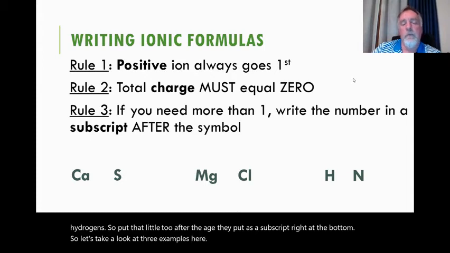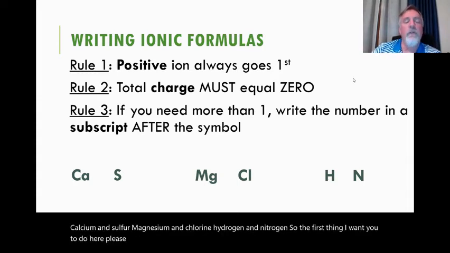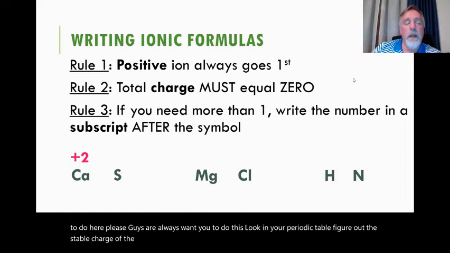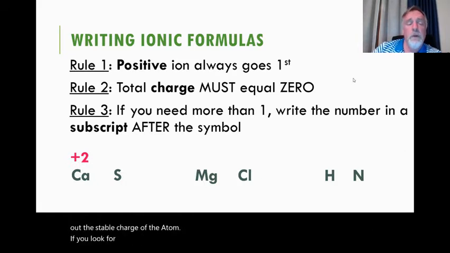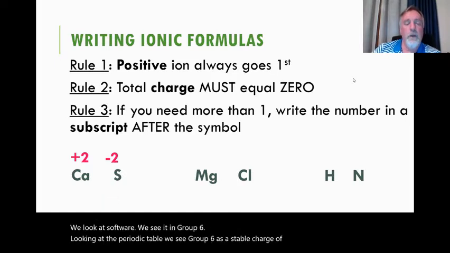Calcium and sulfur, magnesium and chlorine, hydrogen and nitrogen. The first thing I want you to do here, please, guys, I always want you to do this: look in your periodic table and figure out the stable charge of the atom. If you look for calcium, we're going to see it's in group 2. We know that group 2 has a stable charge of positive 2. We look at sulfur, we see it's in group 6. Looking at our periodic table, we see group 6 has a stable charge of negative 2.